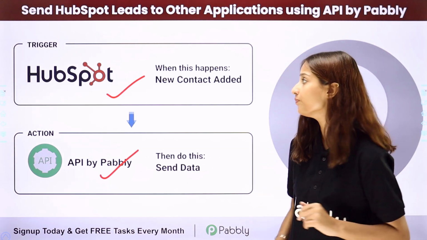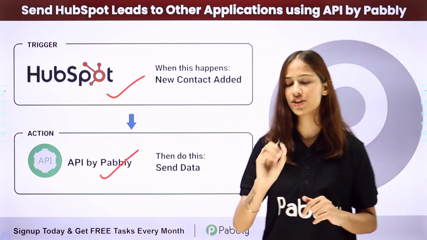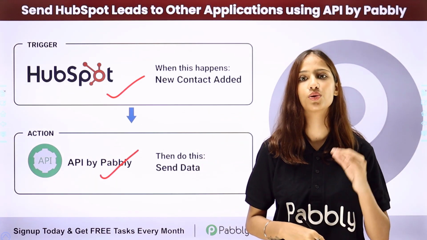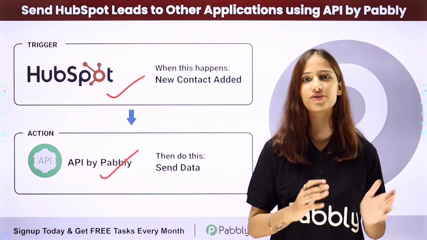So in this video, HubSpot will be our trigger application and API by Pabbly will be our action application. So to learn this integration, follow me through the screen.